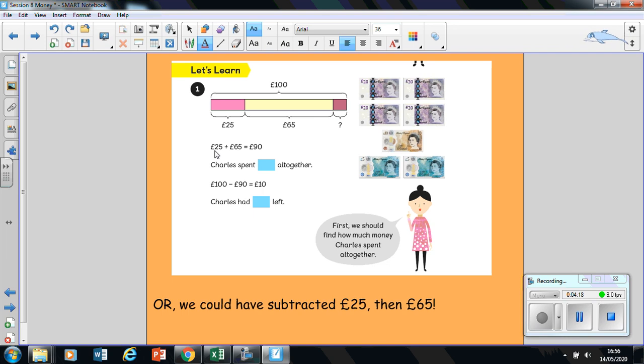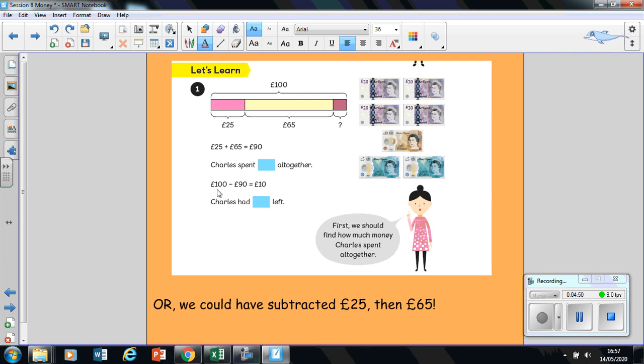So we're going to add up what he spent, which is £25 add £65, that makes £90. So Charles spent £90 altogether. And we've got it represented here in notes as well. Now, when we've got how much he spent altogether, we're going to take that amount away from what he had to begin with, the total that he had to begin with.